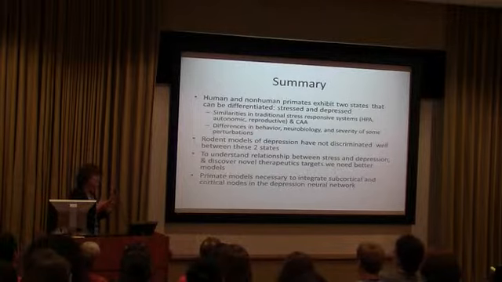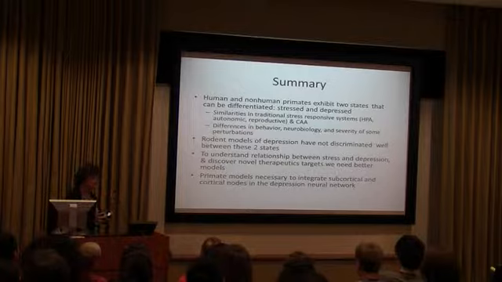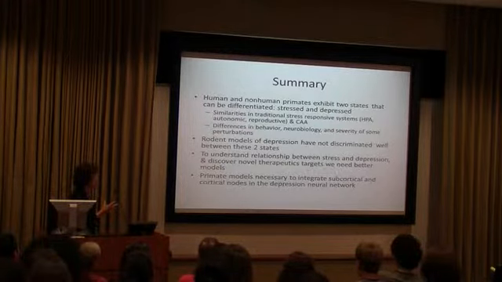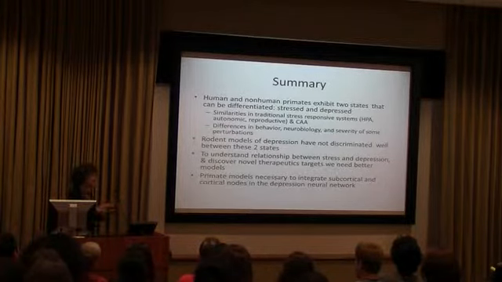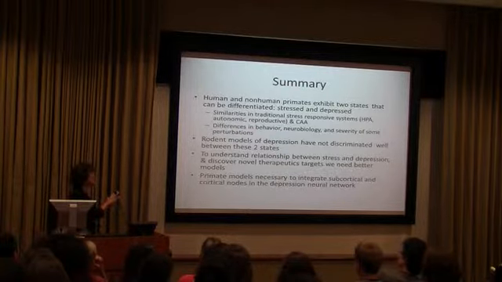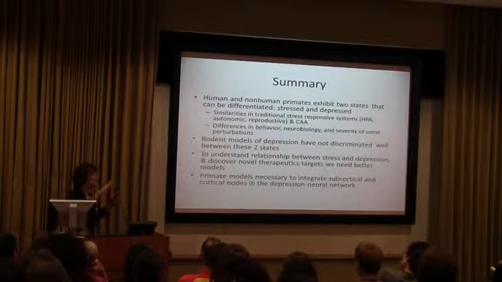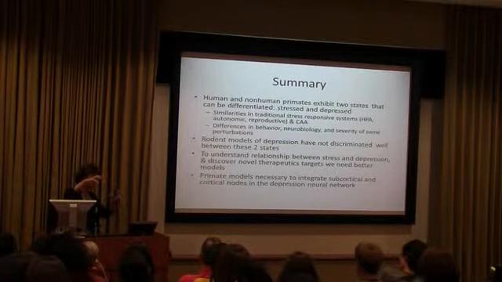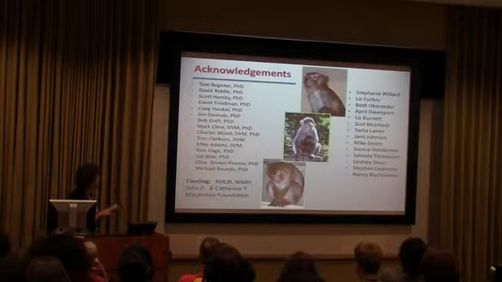I think rodent models in the past haven't discriminated very well between stressed states and depressive states, and that might be a really helpful way to go to help us both understand the relationship between stress and depression and also to discover novel therapeutic targets. We will need to be able to make those discriminations better. And I will say that I think a primate model is going to be necessary to integrate subcortical and cortical regions involved in this depression neural network. And I think that's the end.